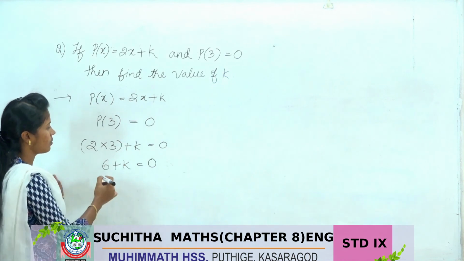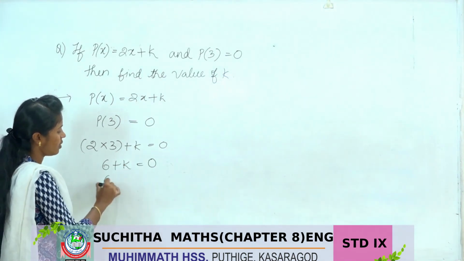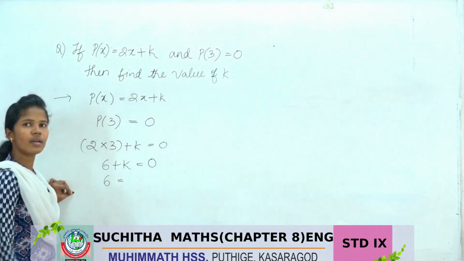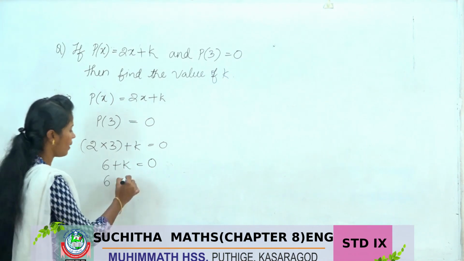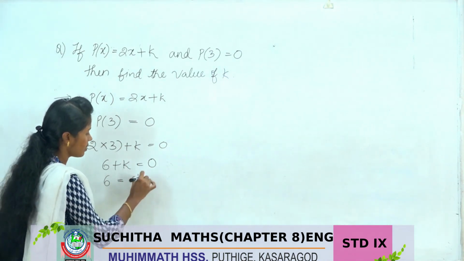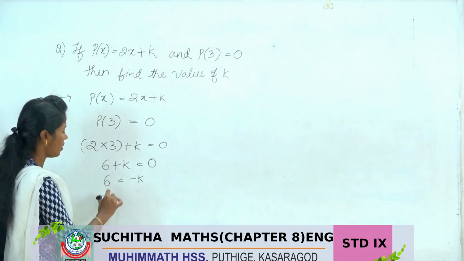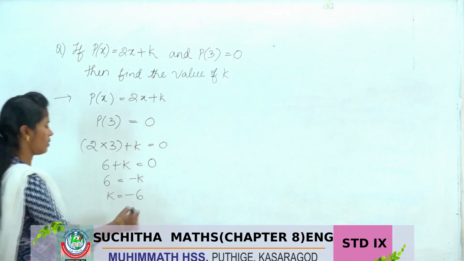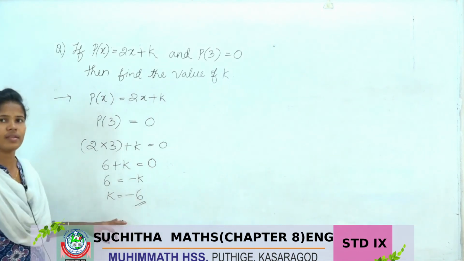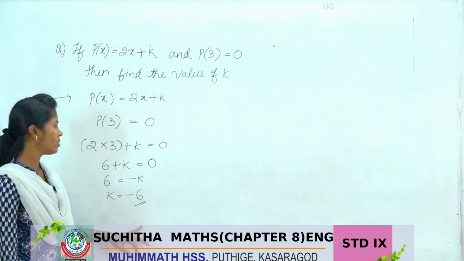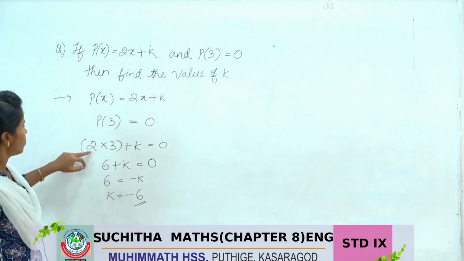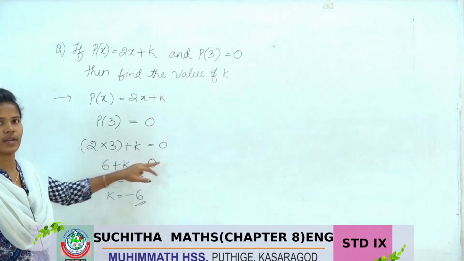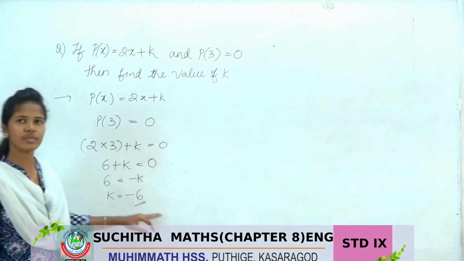Therefore 6 equal to, shift this k to the right side. Okay, that is k becomes minus k. That is 6 equal to minus k. Therefore k equal to minus 6. Therefore the value of k is minus 6. Understood? So apply here. 2 into 3 is 6. 6 minus 6 is 0. So it's satisfied, isn't it? Therefore value of k is minus 6.